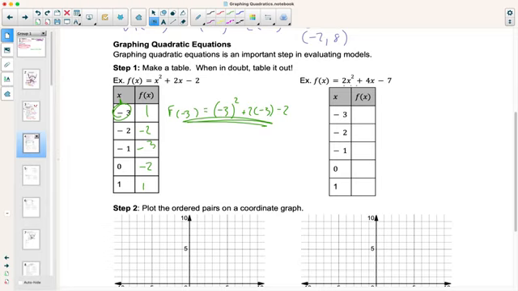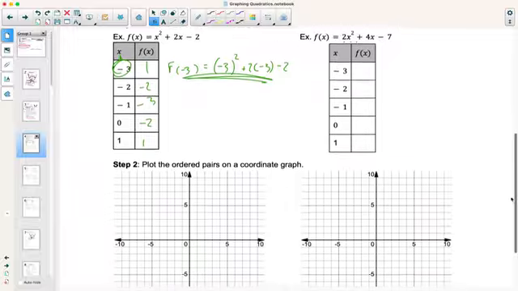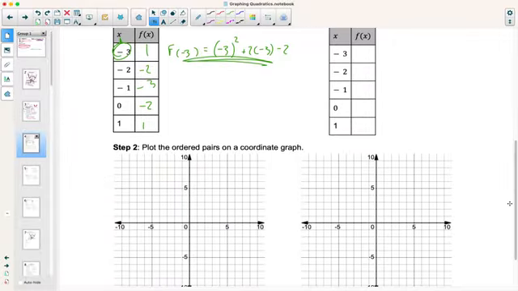Okay, so we're going to graph this. We're going to plot the ordered pairs on a coordinate plane. So that's right here below here. So we've got the coordinate points, negative 3, 1, right? Negative 2, negative 2. Okay, so on and so forth. So we're going to graph them. So negative 3, negative 1. Or negative 3, 1, sorry. Right there.